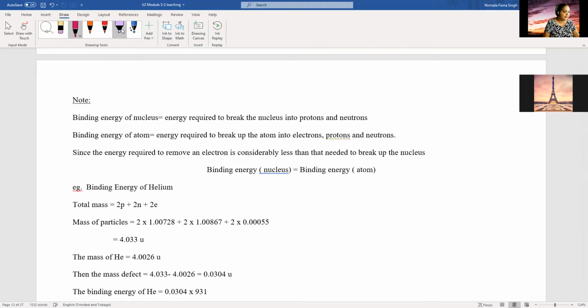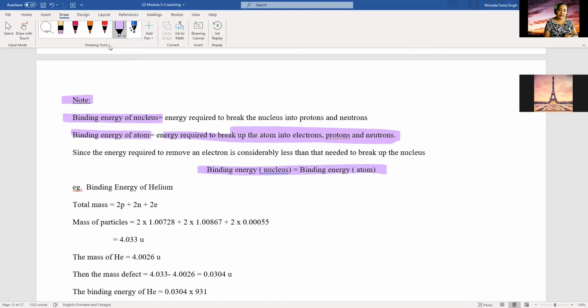So let's continue reading. This is where we had reached last day. Please note that the binding energy of the nucleus is the energy required to break the nucleus into protons and neutrons. The binding energy of an atom is the energy required to break up the atom into electrons, protons, and neutrons. But since the energy required to move an electron is so much less, it's basically considered to be zero compared to the rest of the atom, we can make the assumption that the binding energy of a nucleus is equal to the binding energy of an atom.